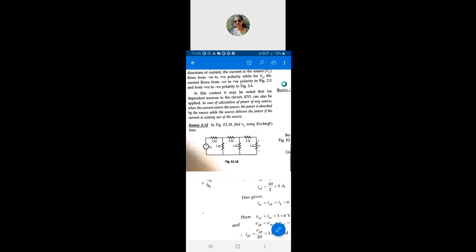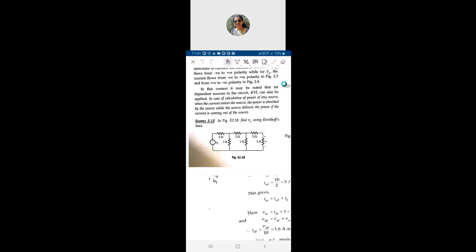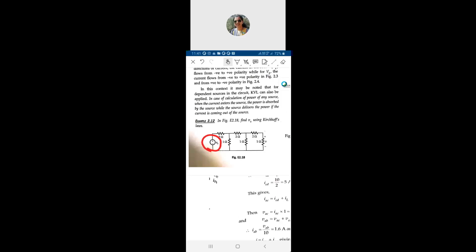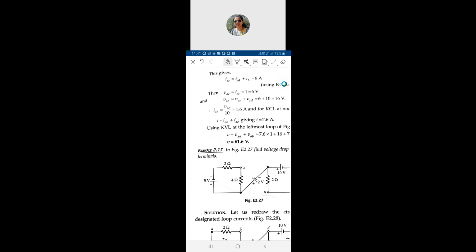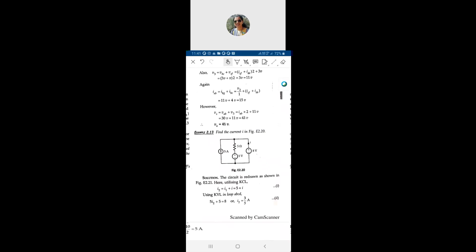Have you drawn it? Now what is asked? We have to find out this voltage Vs for this given circuit. So we'll first try to redraw this circuit by giving names to each node, showing the direction of current, and giving names to the voltage drop at each resistor. We'll redraw this diagram.